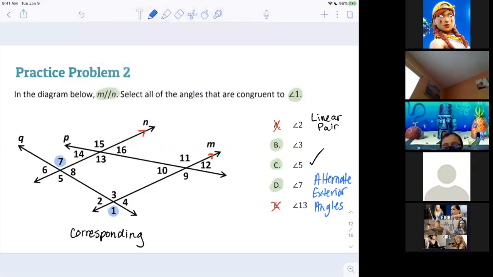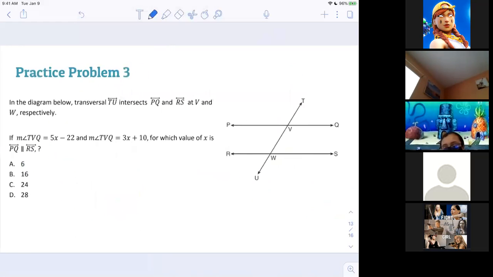Nothing else. Questions on this problem? No. All right. At least I got one of them.